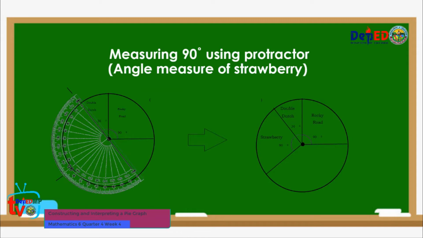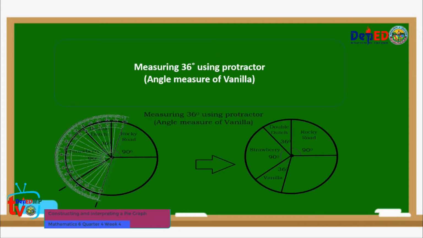Next, measuring 90 degrees using a protractor. Angle measure of strawberry. So here is the protractor. Again, the 0 is here. Start it in the double Dutch. 10, 20, 30, 40, 50, 60, 70, 80, 90. Then mark a line outside the circle. Then the 0 also, mark a line there. Now, this is the output. Label it strawberry 90 degrees.